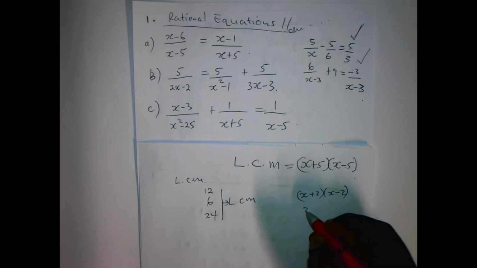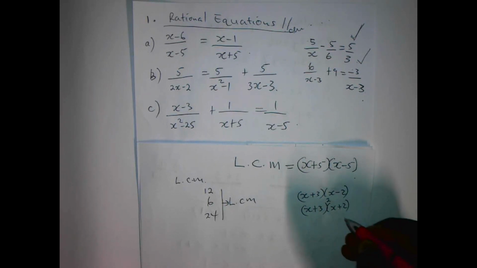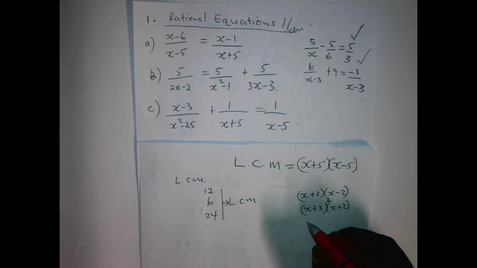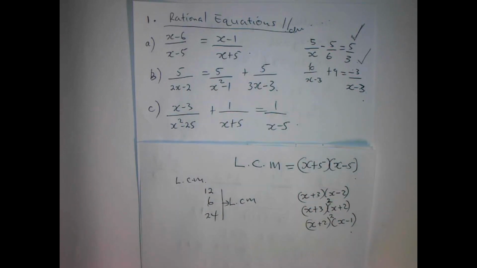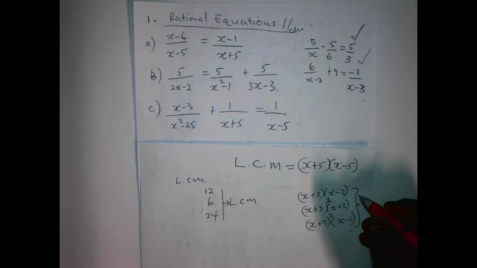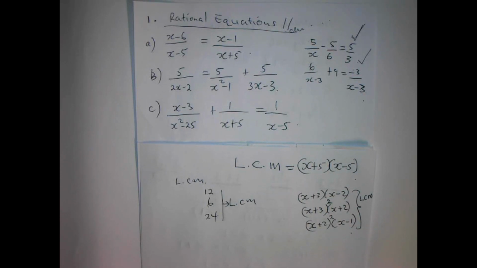Suppose you have a term like that, x plus 3, x squared, x plus 2, and also x plus 2 squared, x minus 1. How do you find the LCM of these terms? This is important so that when these are presented as the denominator of a rational equation, you do not have problems. So how do we go about finding the LCM?